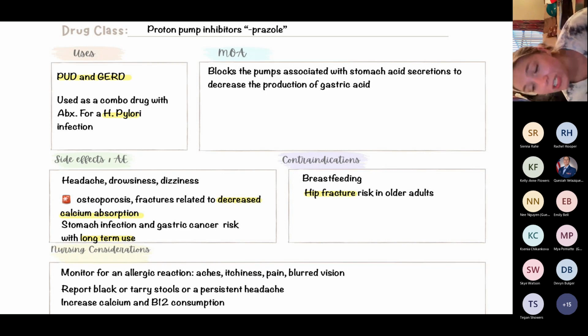H. pylori infections have to be treated with 2 antibiotics and a proton pump inhibitor. So, really good drug. However, we should not be using this long term because it can put you at risk for gastric cancer. It does interfere with calcium absorption. It will decrease our body's calcium absorption, putting them at risk for hip fractures, osteoporosis, etc. So we're really going to educate on the importance of a good diet, okay, to try to help prevent that, okay?